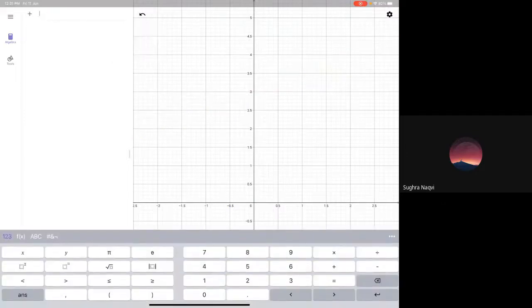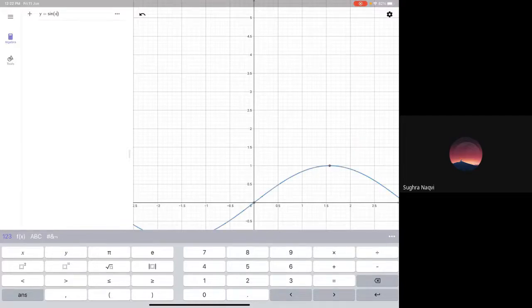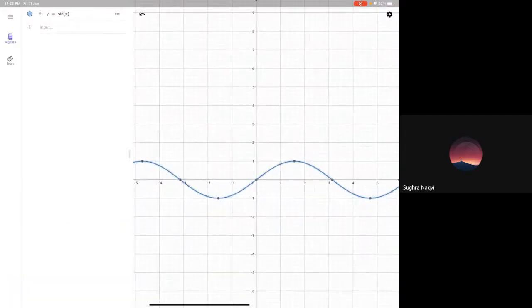I'll give you an example of one very special graph, which you'll come across later in chapters like simple harmonic motion. Let me show you the graph of sin x. This is the graph of sin x. Now, if you see this graph, the slope is 0 here, and the slope is 0 here. Can you see?